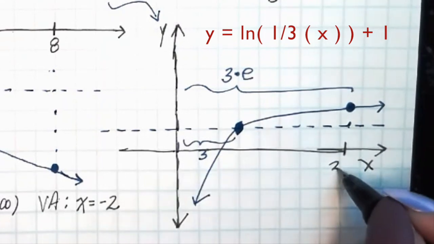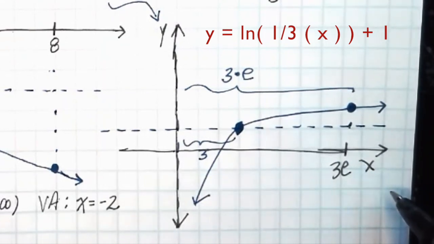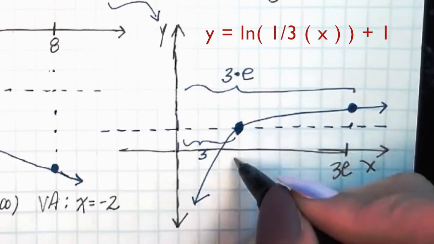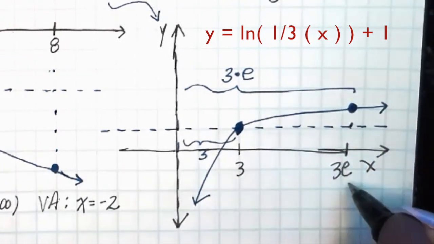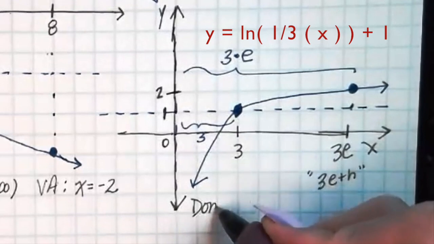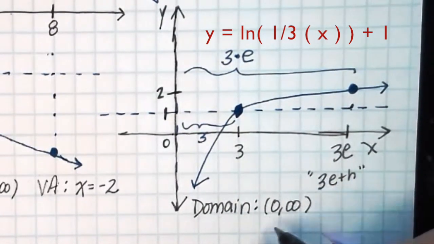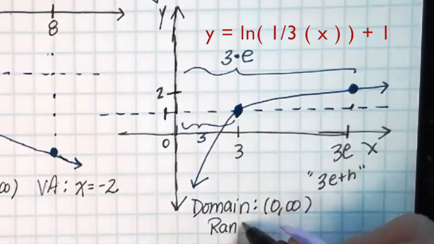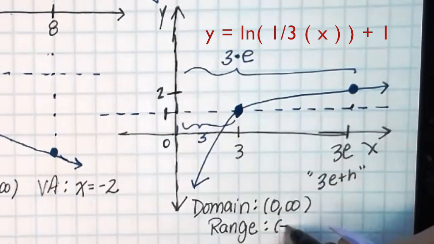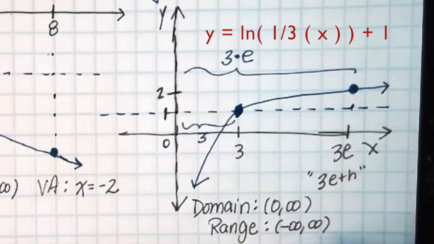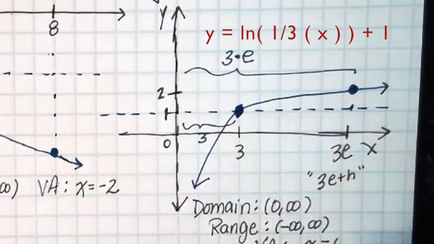Again, this could be 3e because I didn't move left or right, makes it pretty easy. This is 3. Our domain for this function is 0 to infinity, the range, as it is for all logarithmic functions, is all real numbers, and the vertical asymptote is at x equals 0.